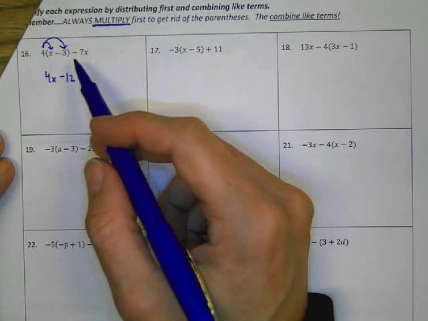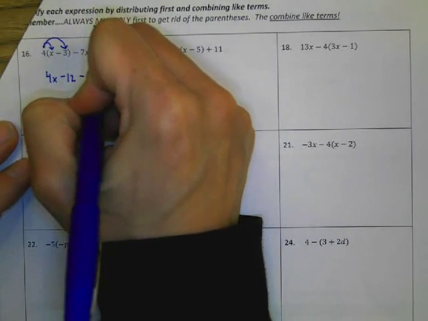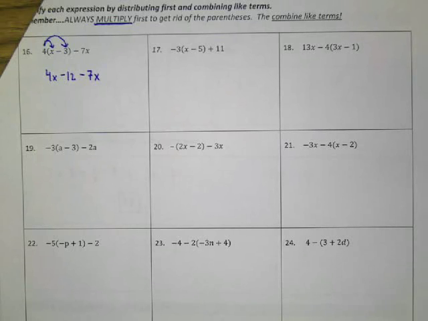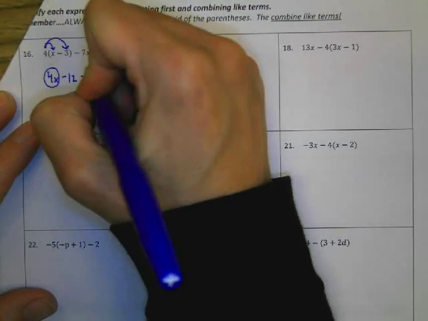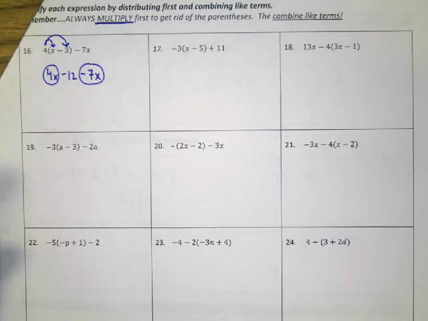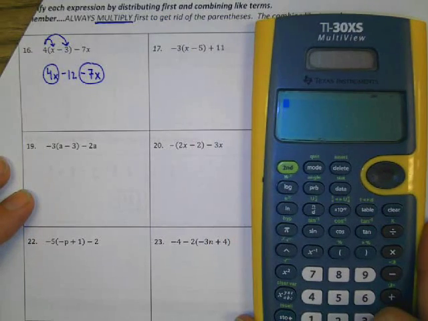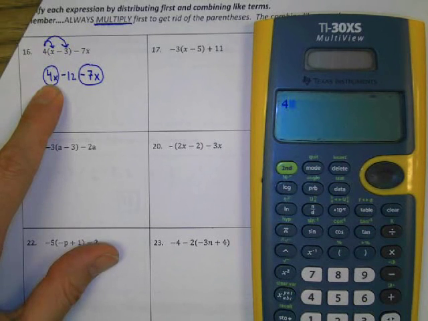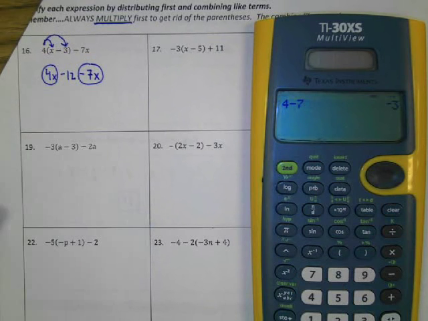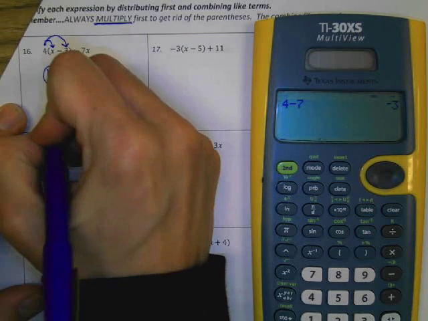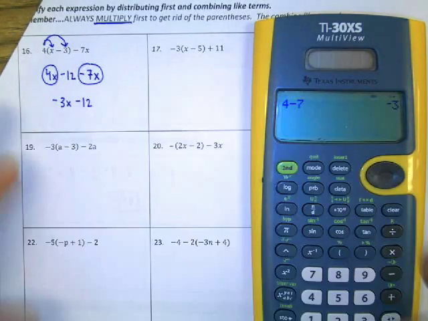I don't distribute to the negative 7x because it's outside of the parentheses. So all I need to do is bring that down. So now I've distributed, my parentheses are gone, and I'm going to go ahead and identify my like terms. Again, when I go to my calculator now, I'm going to type in 4 and then minus 7. And that's going to give me a negative 3, so I'm going to be careful to write negative 3x and then bring down the minus 12.